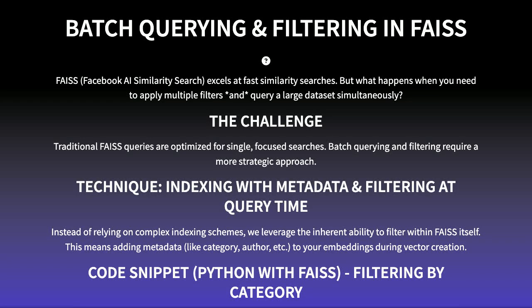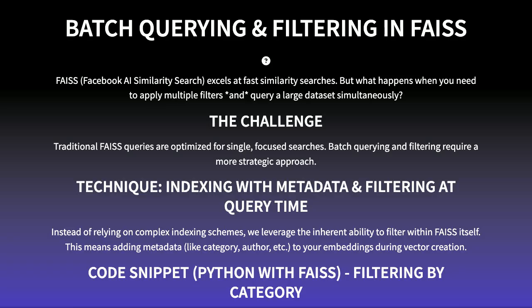Okay, let's talk about how you can really get the most out of Faiss when dealing with a large number of vectors. It's fantastic at finding similar things, but sometimes we need to be more specific, like searching for only science-related results. Instead of trying to create super complicated indexes, the clever trick is to add extra information or metadata directly to each vector during its creation.